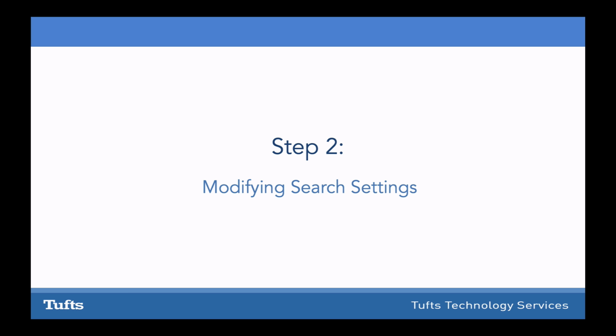Step 2. Modifying search settings. Next, you want to modify your search settings. Because of similarities between author names on publications, it is recommended that you modify your search settings. This narrows down the results that come back for you.